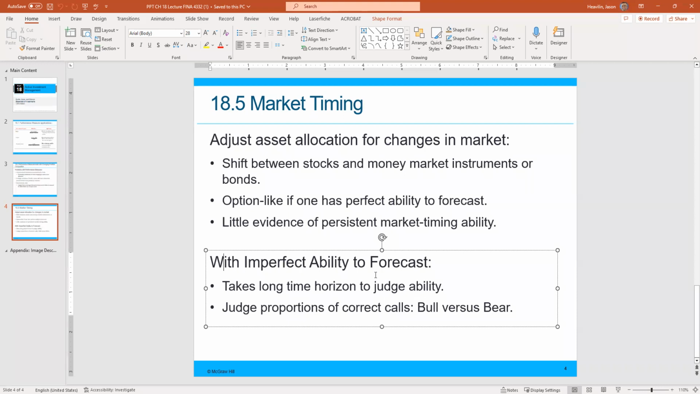Judge proportions of correct calls, bulls versus bears. There's one example. Earlier I said, trying to time the market is about when it is going to go up and when it is going to go down. So you hear all the time in the news, oh, we predict a bull market, we predict a bear market coming up at whatever date. You're not going to be correct 100% of the time. But the question is, how many times were you correct? The proportion of the times that you said, yeah, going up, going down.